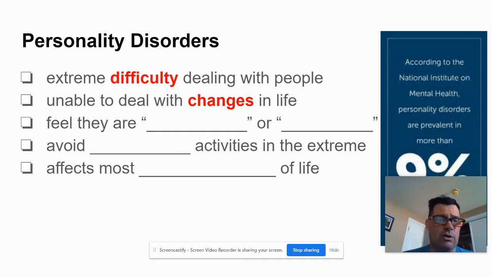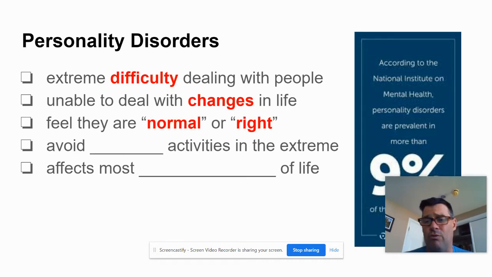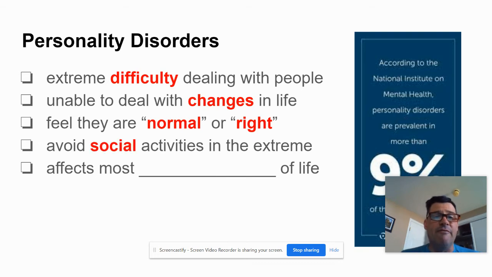Also, people with personality disorders feel that they are normal or right. You're the person with the problem, not them. So that's really important. If you feel like, man, there's something wrong with me, like I feel depressed, that's probably not a personality disorder, because a personality disorder thinks that they are right and everyone else is wrong. Okay. So the problem is when you think you don't have a problem. That's where personality disorders show up.